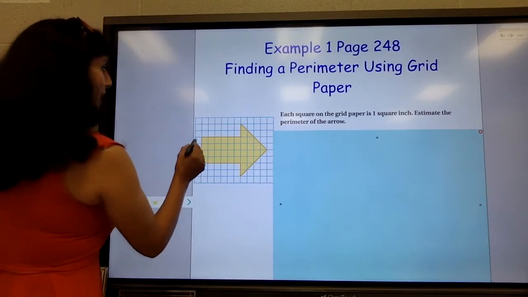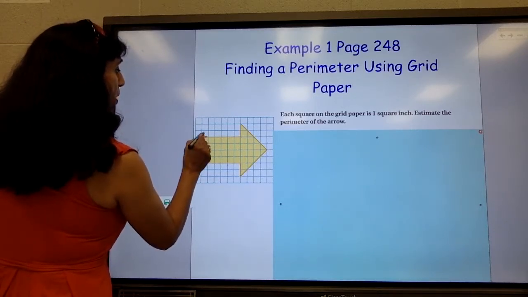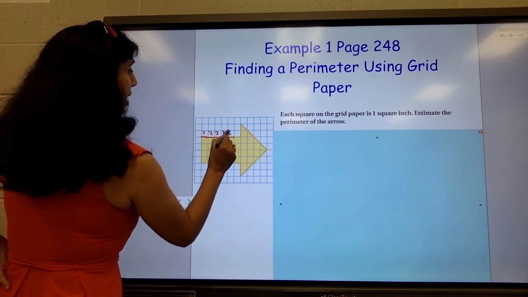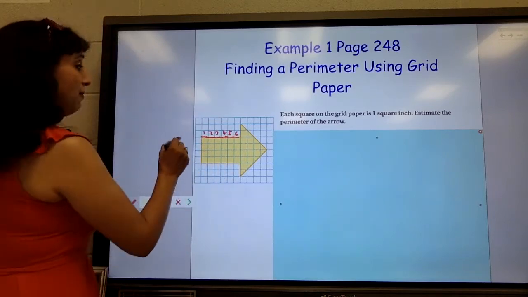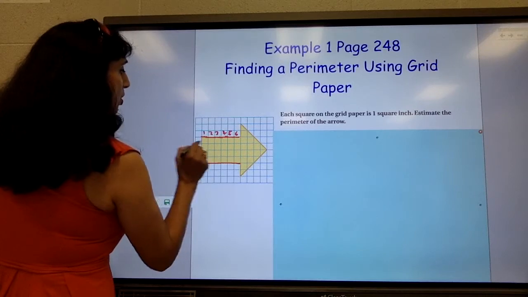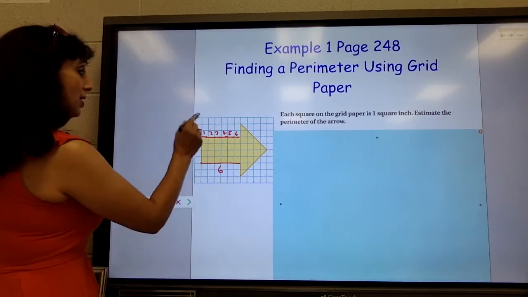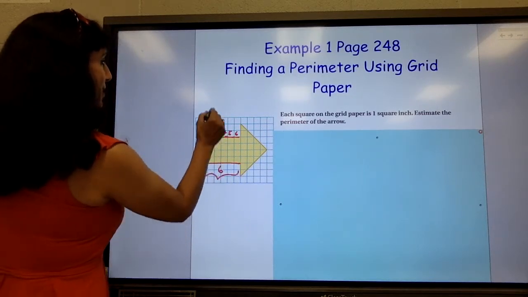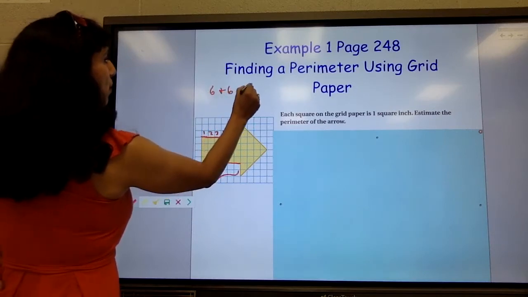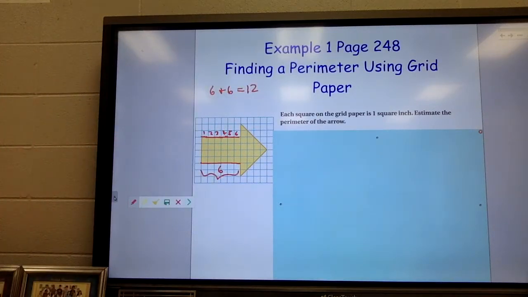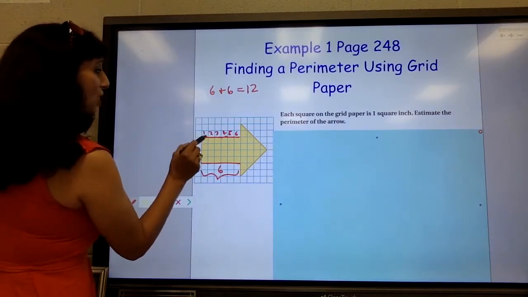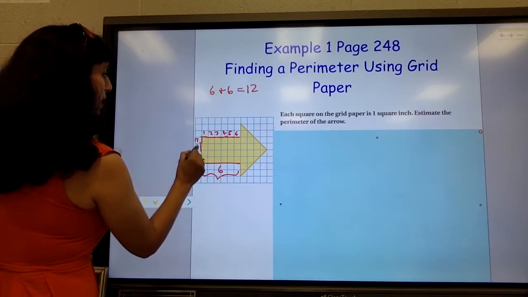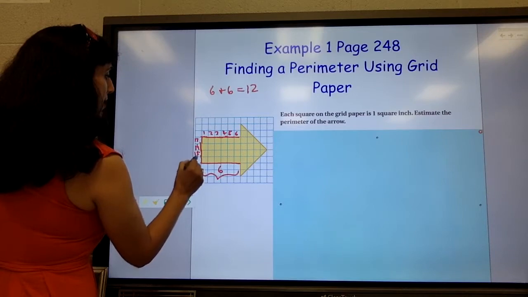And it's saying that each one over here is equal to 1. So this is 1, 2, 3, 4, 5, 6. If this is 6, this is also 6, because this is a rectangle, so this whole thing is going to be the same as that. So 6 plus 6, I already have 12 here. Then I'm going to count each side over here. So 12, this is 13, 14, 15, 16.